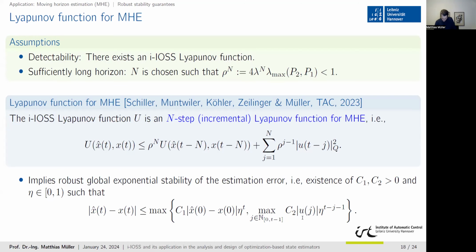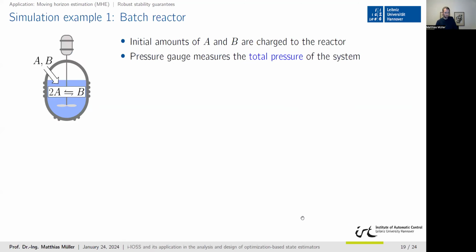Now, let me briefly show you how we apply that to 2 examples. The first one is a rather simple example, just a 2-state example: a chemical reactor where we feed products A and B, we charge it to the reactor, and the pressure gauge can measure the total pressure of the system. What we want to estimate is the partial pressures of the 2 species.